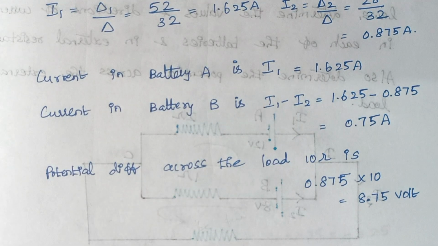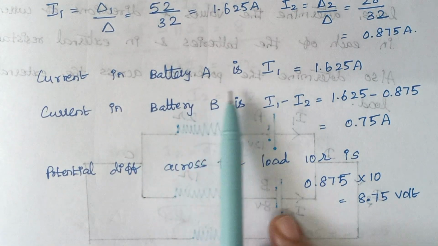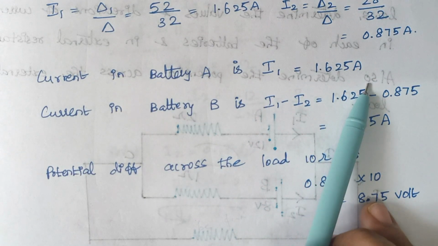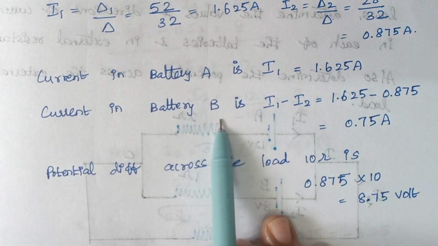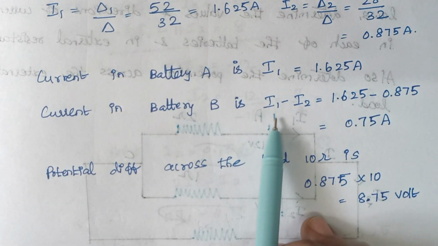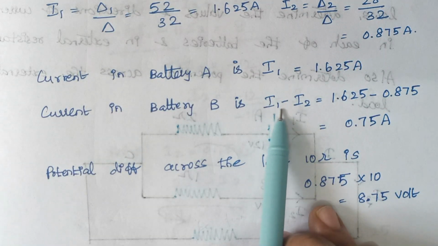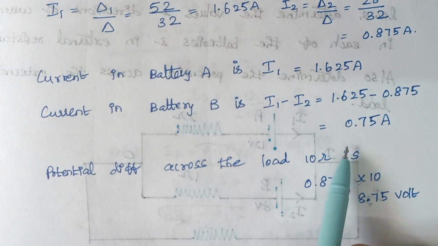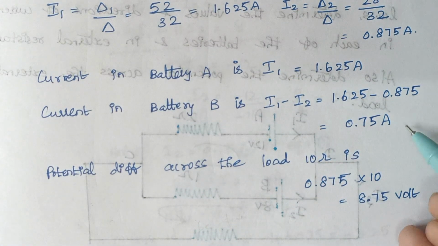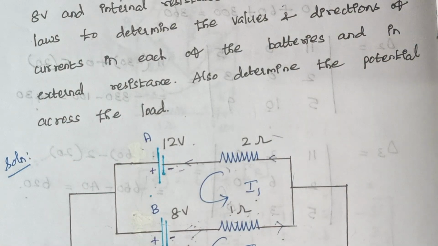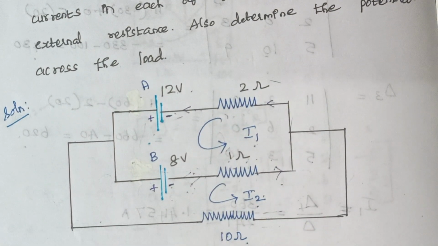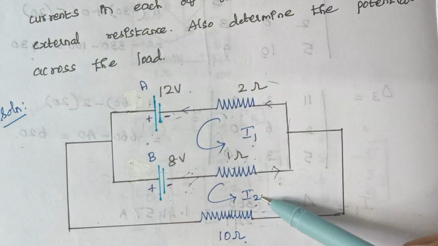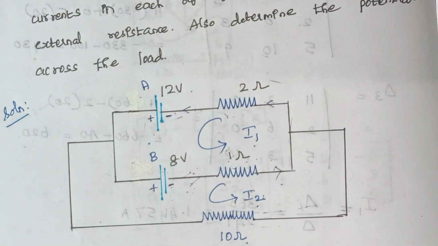So the current in battery A is simply I1, so just write down the value. And the current in battery B, we are having two currents flowing through it. Since the direction is opposite, we are subtracting, that is I1 minus I2, which is given by 0.75 amps. Then the next thing, the current flowing through this 10 ohm is again I2, so you can directly write the values.